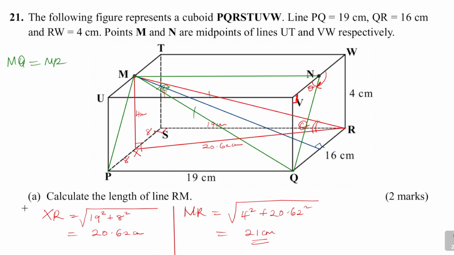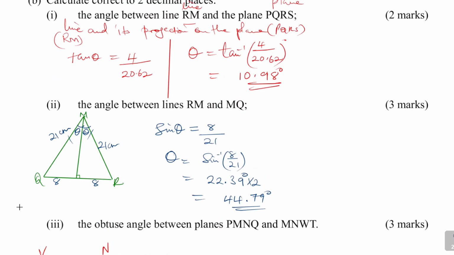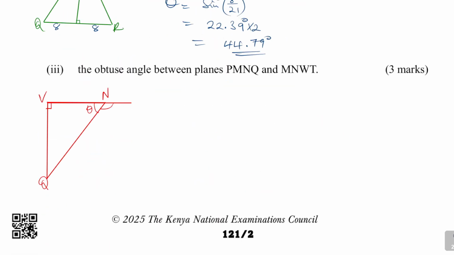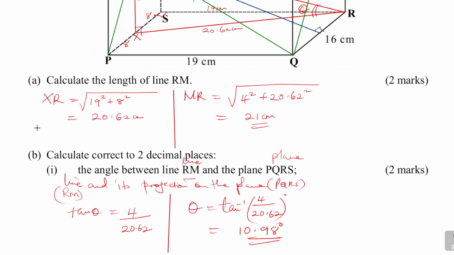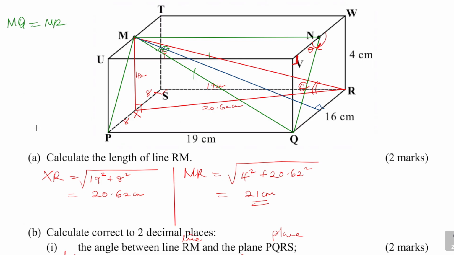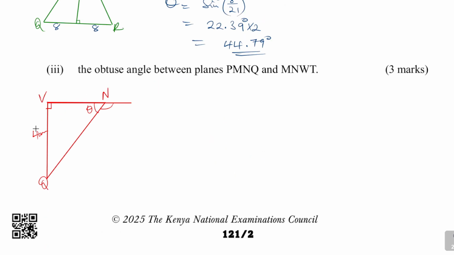So we have this side as 4, VQ is 4, and then VN. N is the midpoint, so that will be half of 16, that will be 8, VN will be 8. So with those two sides we can get the angle. So how do we get this angle? We can use a tangent.